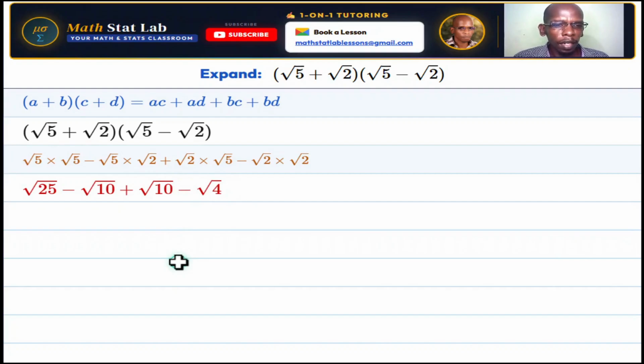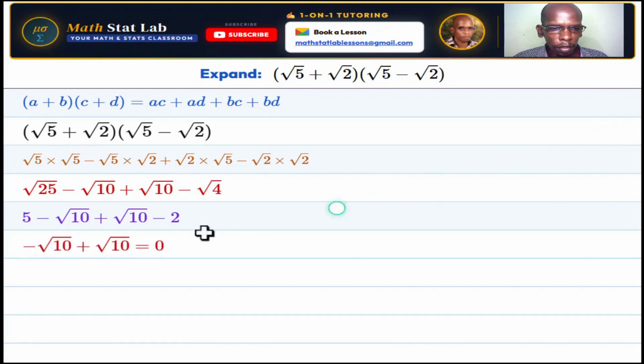Then from there, we can go ahead and say it becomes the root of 25 is 5, because the square root of 25, of course, is 5. Then minus the root of 10, because it doesn't have an exact square root. Then plus the root of 10 again, it doesn't have an exact square root. Then finally, minus 2, because the square root of 4 is 2. But then next we need to check, you see, the negative root of 10 plus the root of 10. This is just like taking the root of 10 minus the root of 10, which will total to 0.